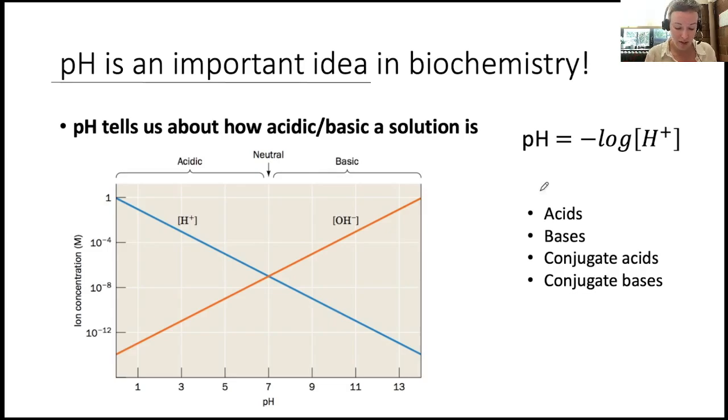Some vocabulary for us, just as a recap: we have acids, things that can donate protons; bases, things that can accept protons; and then conjugate acids and conjugate bases, depending on whether you started with a base or an acid. If a base gained a proton, we'd say that was its conjugate acid. If an acid lost a proton, we'd say that it was its conjugate base. And so that's pH. Quick recap.